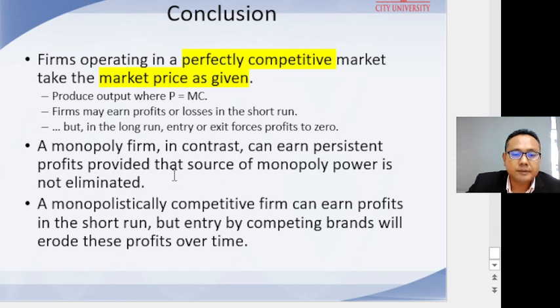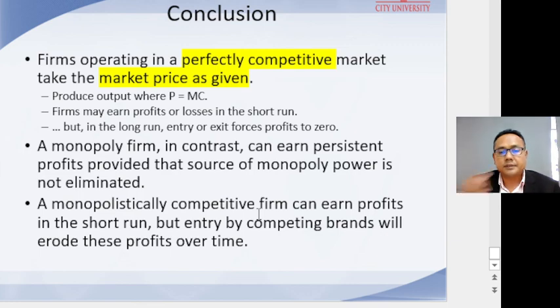If the government, for example, interrupts this situation, then the source will be eliminated and monopoly power will be affected. A monopolistically competitive firm can earn profits in the short run, but entry by competing brands will erode this profit over time.